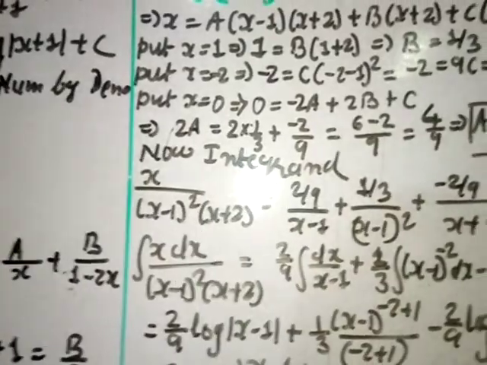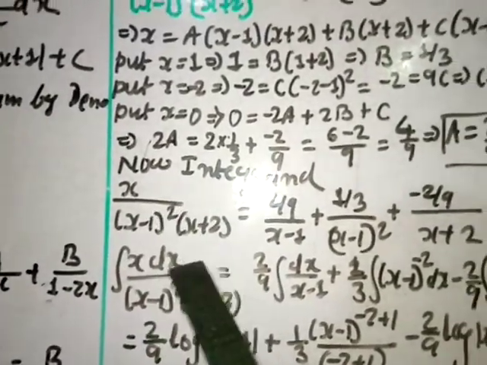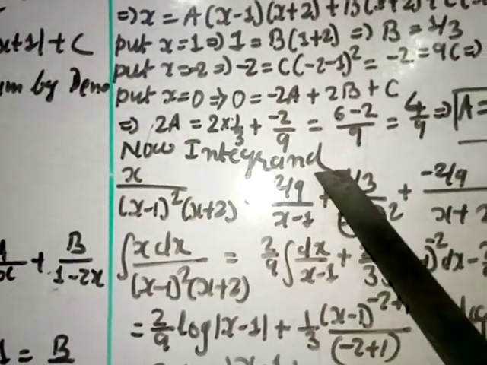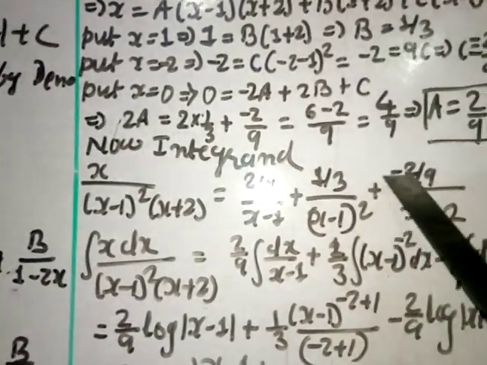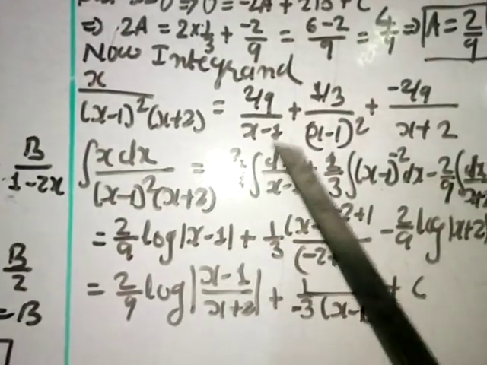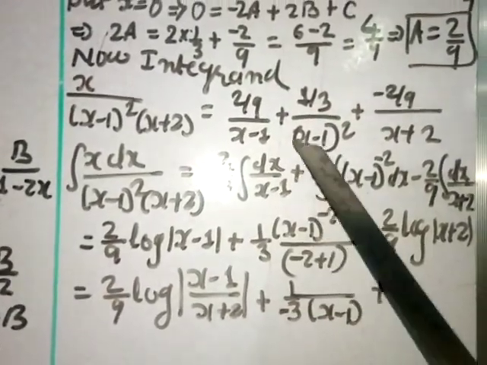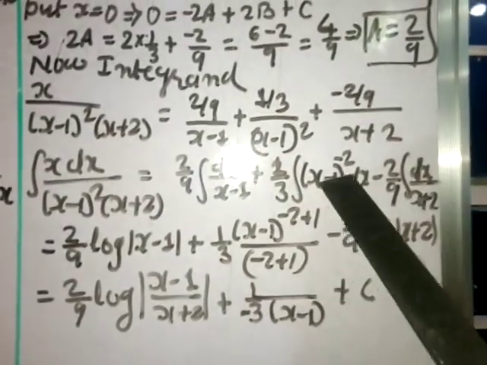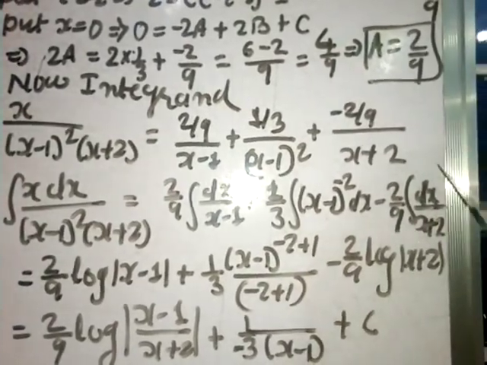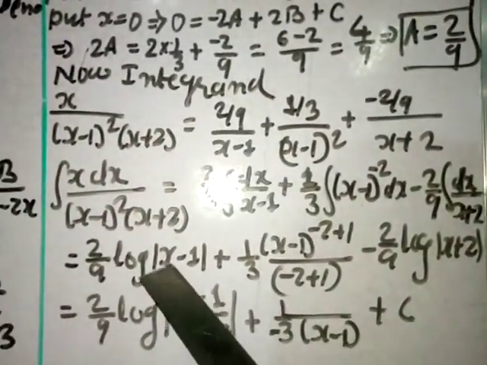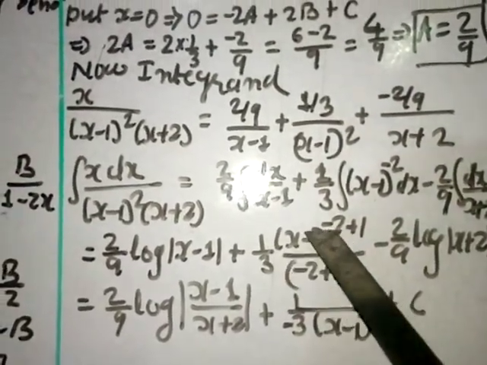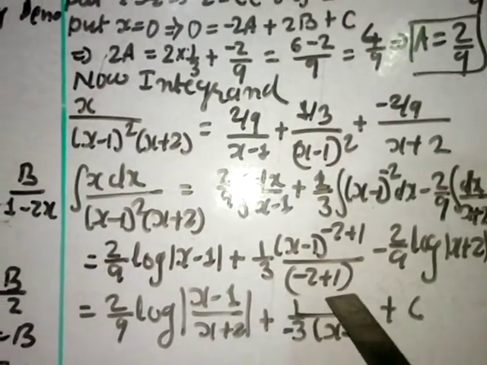Now take the integrand and put the values of a, b, c. So x divided by x minus 1 square into x plus 2 equals a as 2 by 9 by x minus 1, plus b as 1 by 3 by x minus 1 square, plus minus 2 by 9 by x plus 2. Integrate both sides. Here 2 by 9 is taken out of the integral, dx by x minus 1, plus 1 by 3; the denominator I take in the numerator with a minus power, so x minus 1 to the power minus 2 dx, minus 2 by 9 integral dx by x plus 2. This is log, this also is log, but for this one you use the x power n form, that is x minus 1 to the power minus 2 plus 1 divided by minus 2 plus 1. And this one is log.